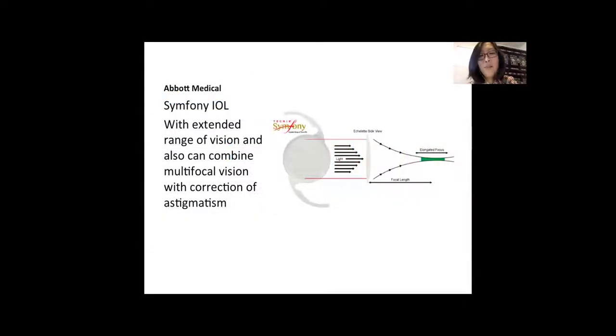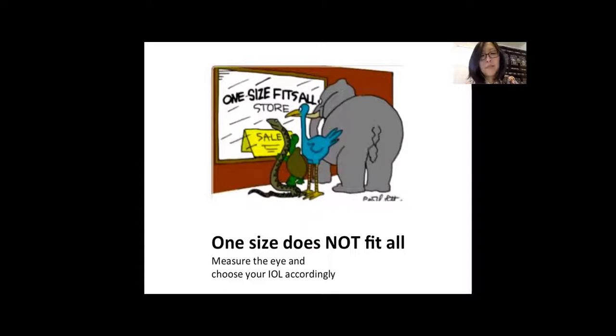And we now have new implants such as the Symphony, which combine the toric implants with the multifocals, and they are touting an extended range of vision in order to get better presbyopic correction. The main point that I want to make is that one size does not fit all. So measure your eye and choose your IOL accordingly.